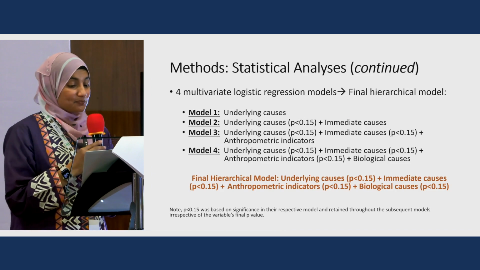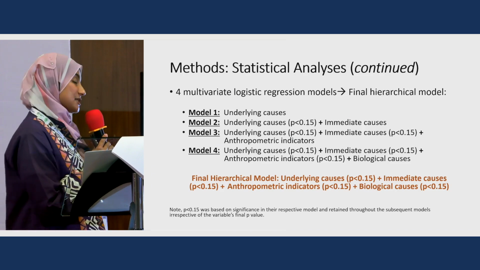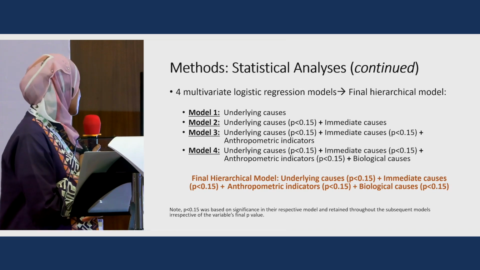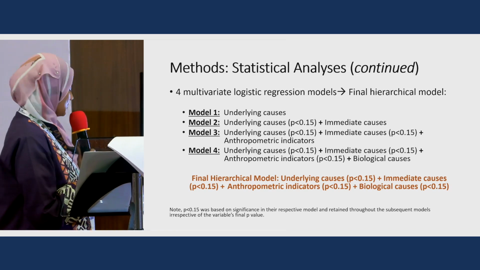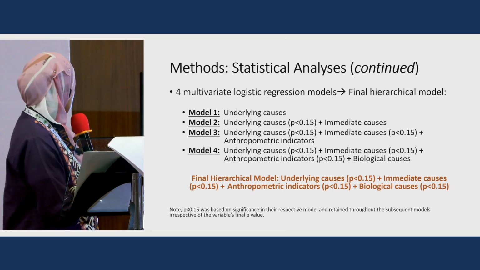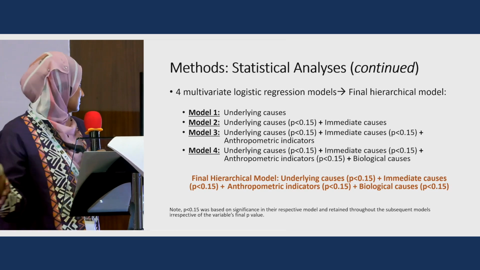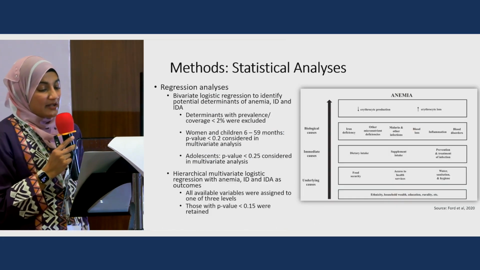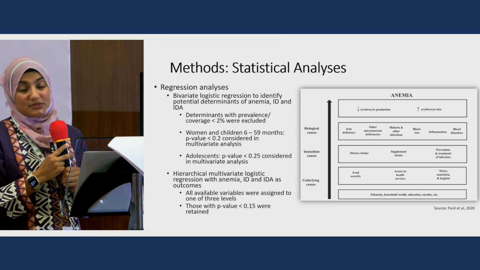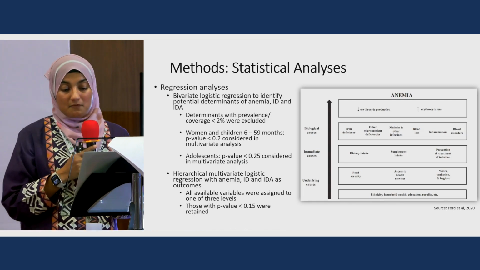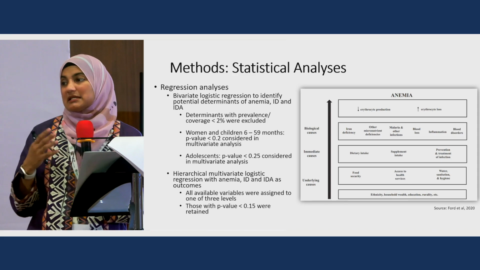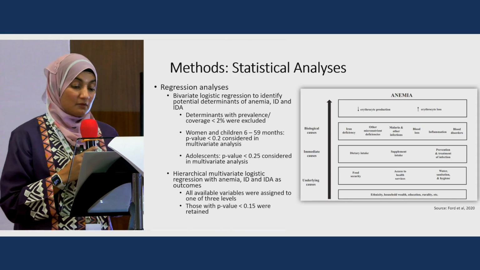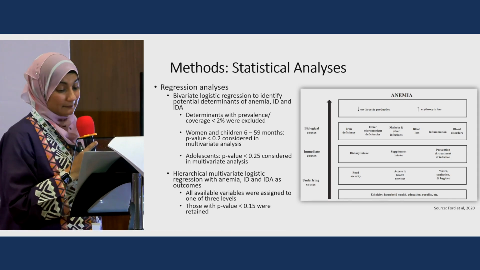So for building our statistical model for Burkina Faso, we started our regression analysis by looking at the bivariate association. Maybe one more slide. Okay, here we are. So we started our regression analysis by looking at the bivariate association between each of the three outcomes, specifically anemia, iron deficiency, and iron deficiency anemia, and the variables on which data were available in the Burkina Faso National Micronutrient Survey.